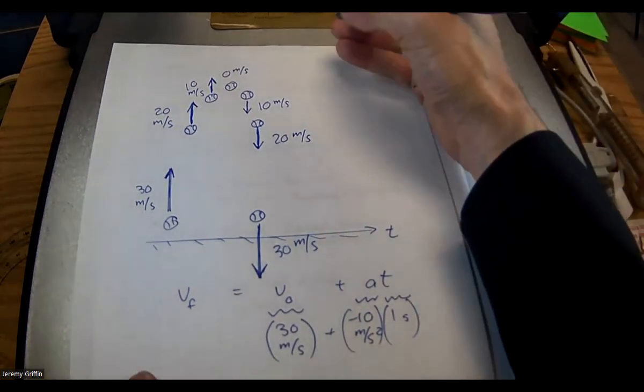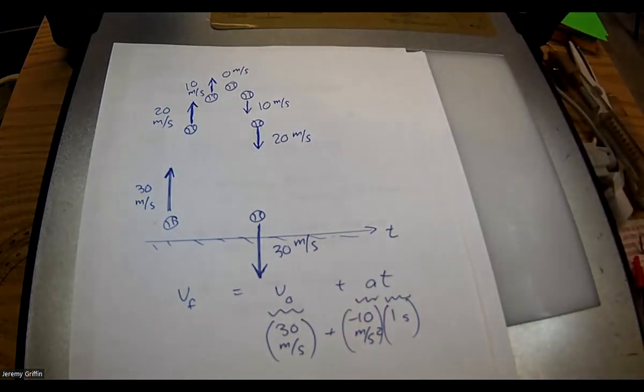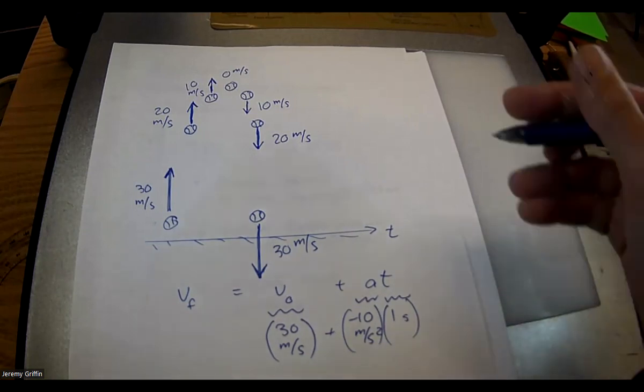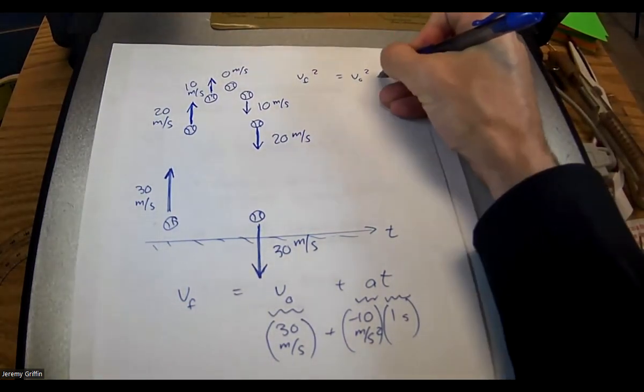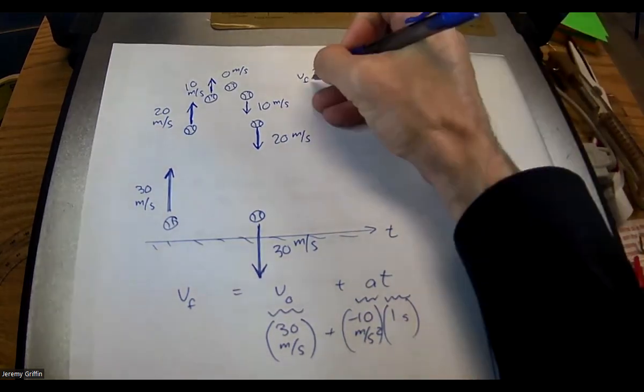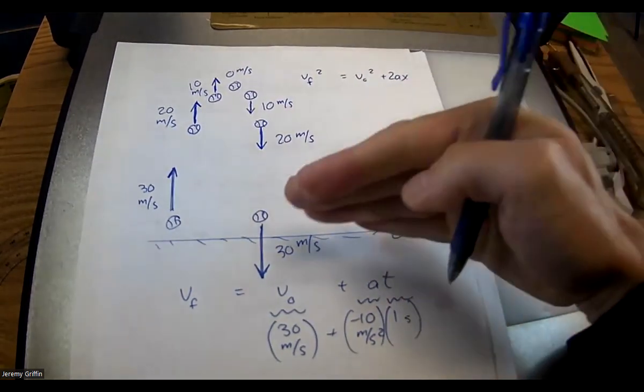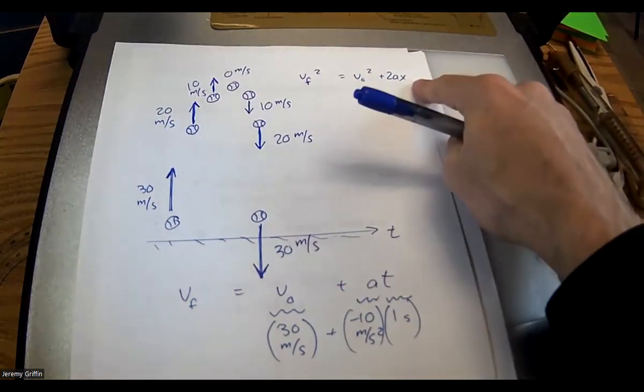Here, let's figure it out. Which of those 3 equations do you think is going to solve this for you? The third one? We did use the third one yesterday, didn't we? And we go final velocity squared equals initial velocity squared plus 2ax. Right? Now, if I'm asking the question, how high does the ball go? Which of these variables are we solving for?